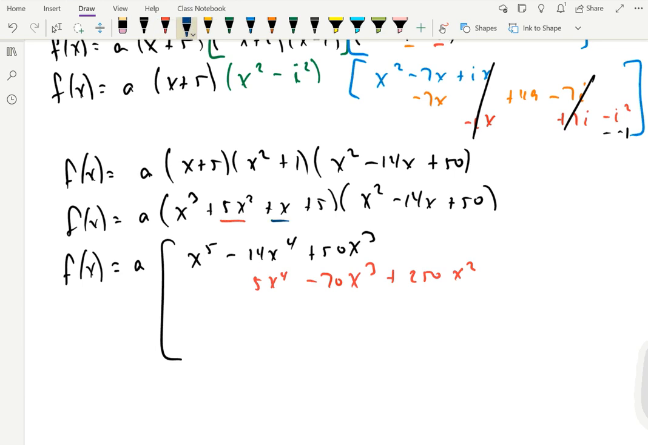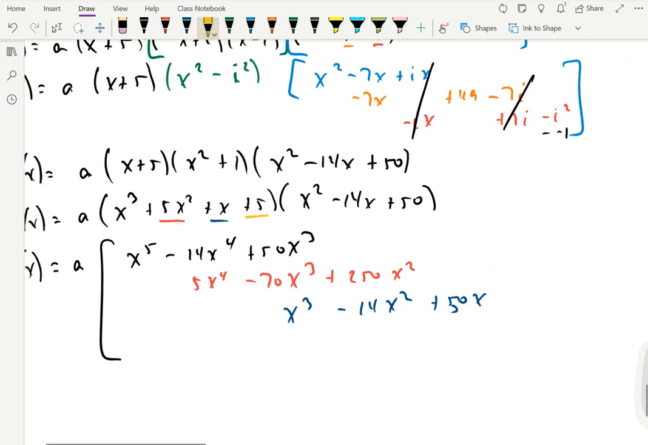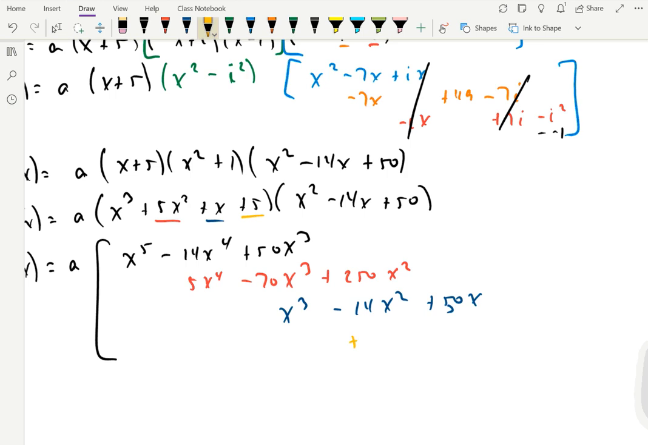Let's multiply the x through. x times x squared is x cubed. x times minus 14x is, we've got minus 14x squared. x times 50 is 50x. And finally, let's multiply by the plus 5. So that's going to be 5x squared. 5 times minus 14, we said, was minus 70. So it's minus 70x now in this case. And 5 times 50 is 250.